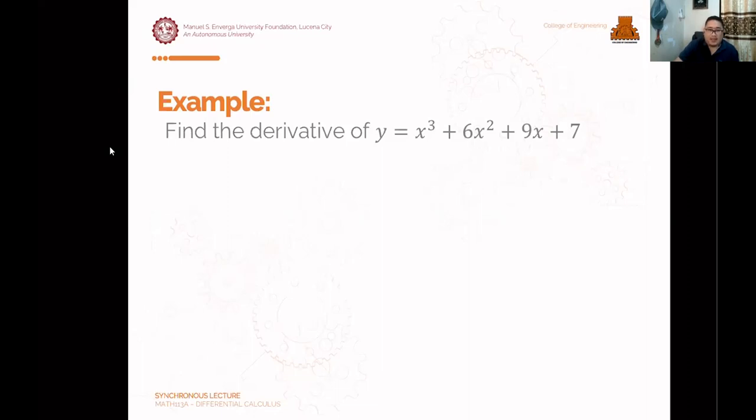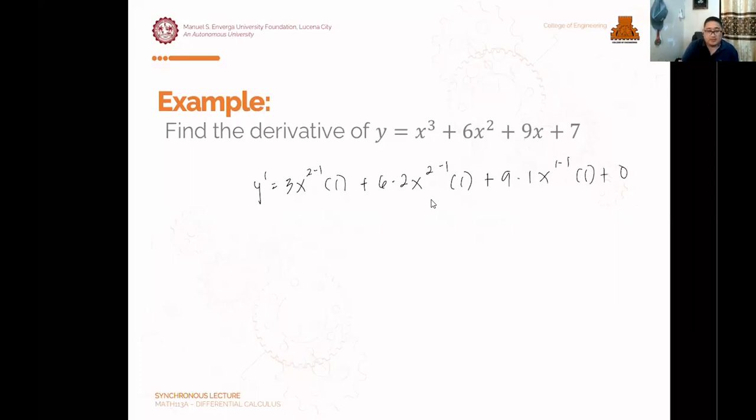Okay, so I think we got the correct answer. Okay, from Miss Maroon. So the answer is 3x squared plus 12x plus 9. Okay. So let's check kung paano nakuha ni Miss Maroon yan. Okay. So derivative of sums tayo. So y prime natin will be equals to 3x to the 3 minus 1 times 1 plus 6 times 2 x to the 2 minus 1 times 1 plus 9 times 1 x to the 1 minus 1 times 1 plus 0.